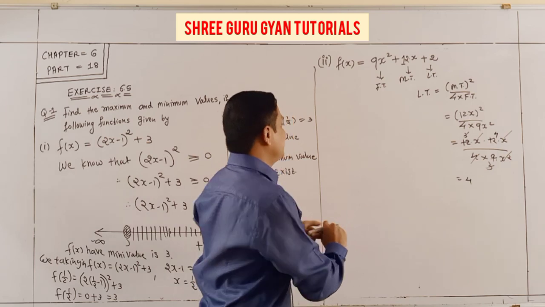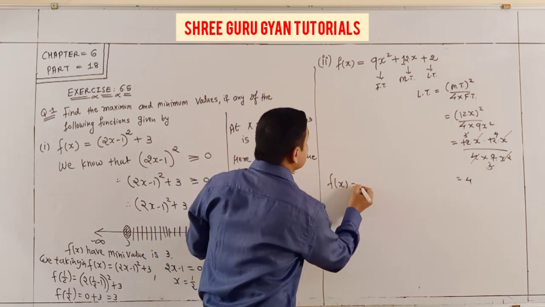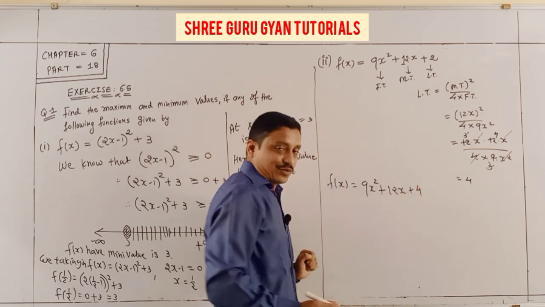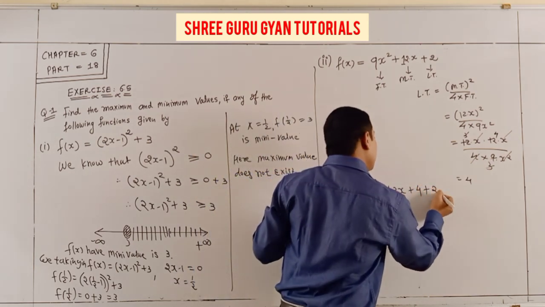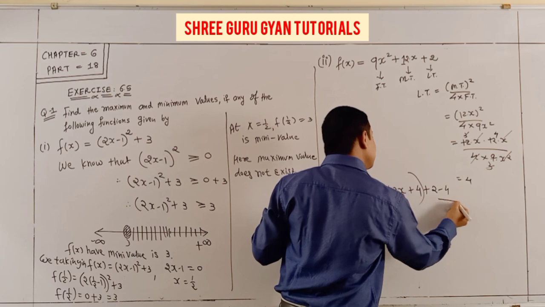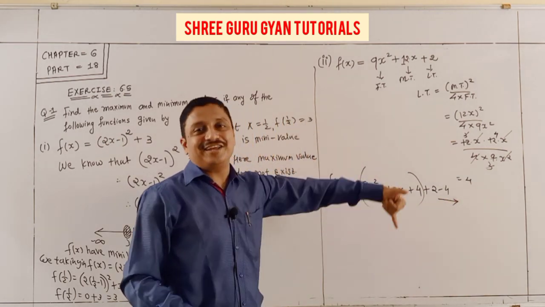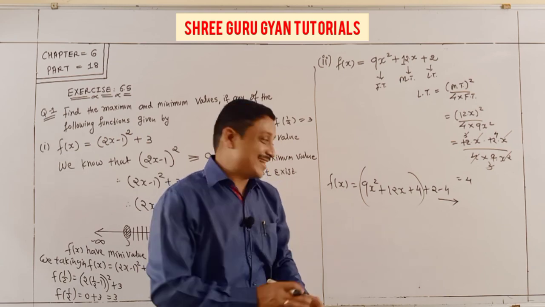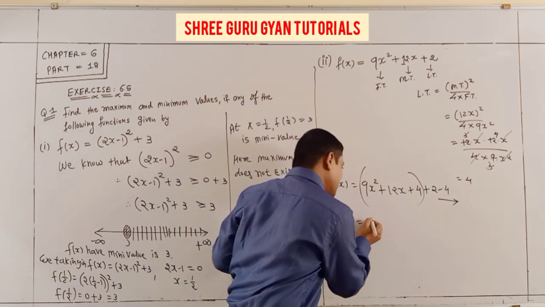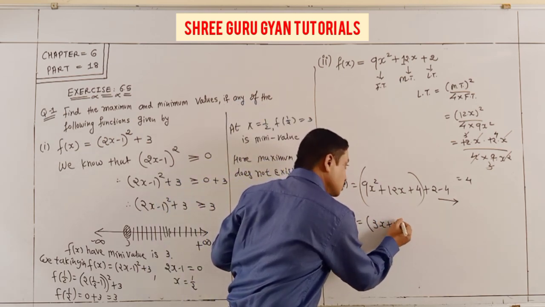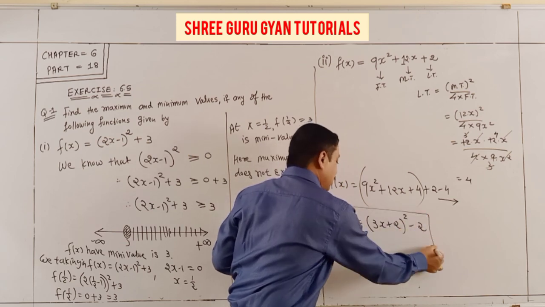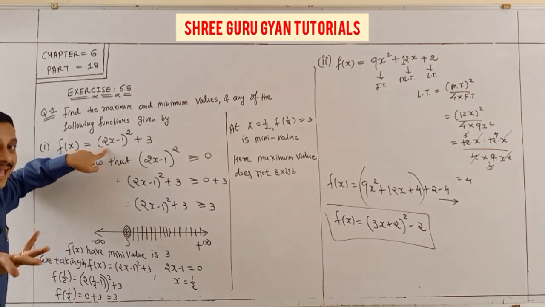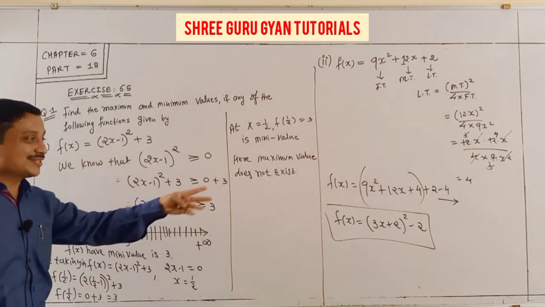So I write down my f(x) question: 9x square plus 12x plus 4, and extra minus 4. I rebalance it by writing plus 4 and minus 4. Now students, it is a perfect square: (3x plus 2) whole square, and this minus 2. Now look at that. This question and the previous question are the same. Now I apply the same process.